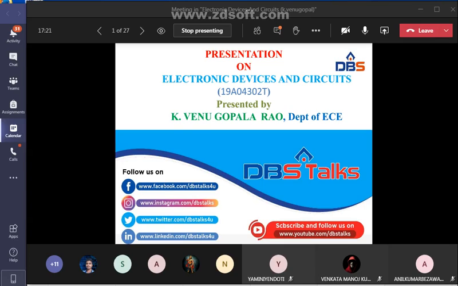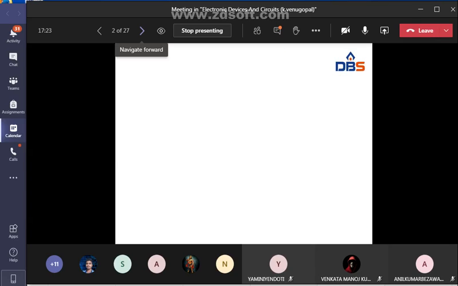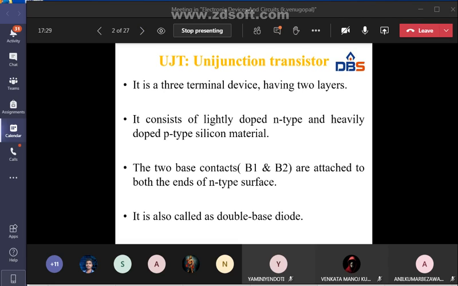So today we will start with UJT, Uni-Junction Transistor. UJT is a special purpose electronic device. It is a 3-terminal device and has 2 layers. It consists of lightly doped N-type and heavily doped P-type silicon materials.